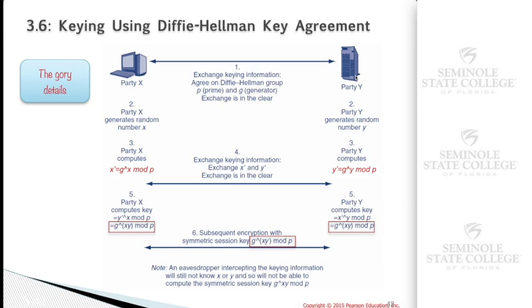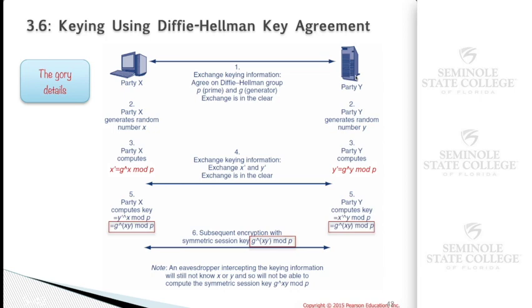There's a party X and party Y. They would like to communicate using symmetric key algorithm, right? But in order for them to do that, they need to exchange this symmetric key. Well, therein lies the problem, because if you put it on the wire, somebody can eavesdrop. So Diffie-Hellman is a way to circumvent that. How do we do that?